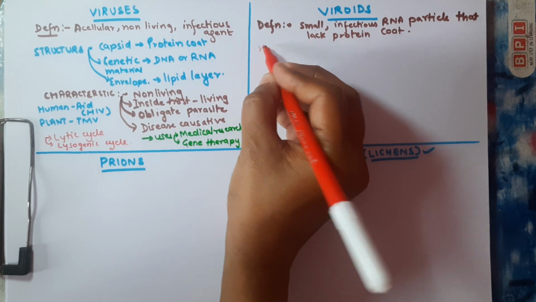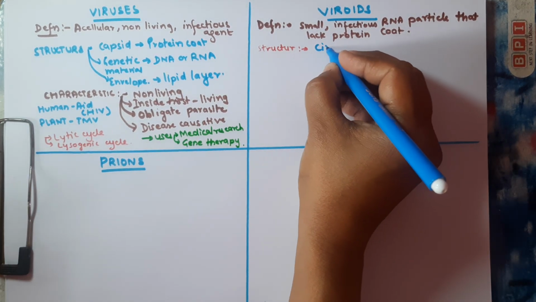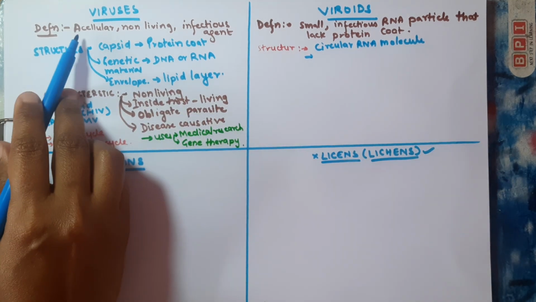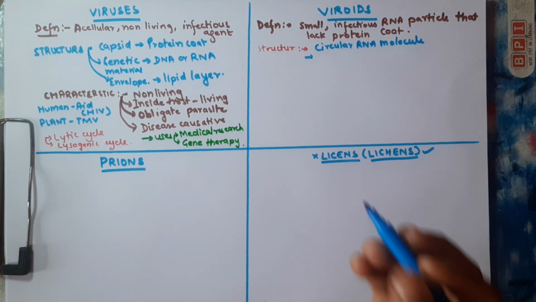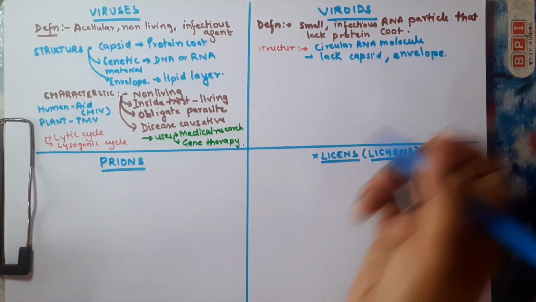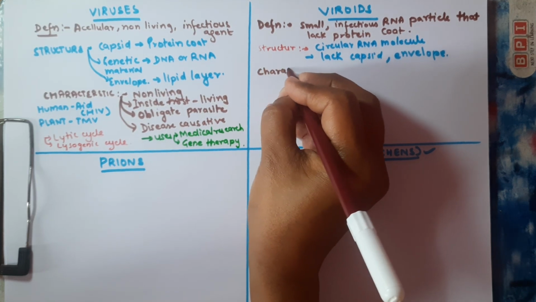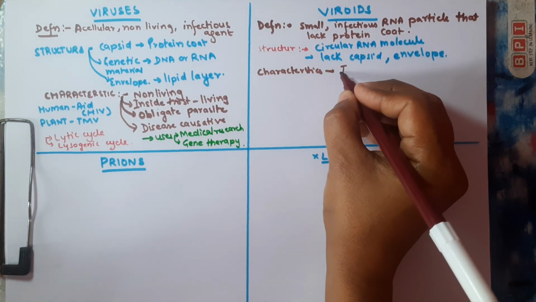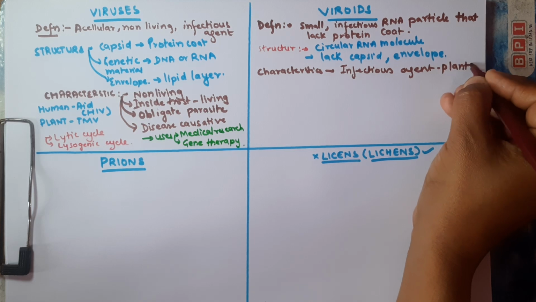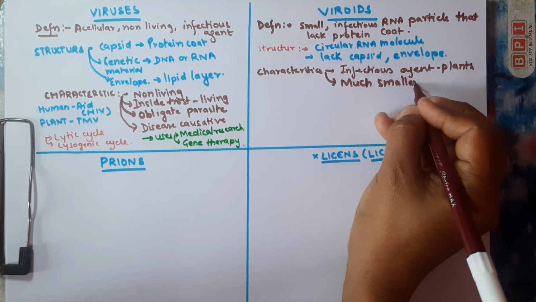Now we will talk about the structure, as we did in the case of viruses. The viroids consist of a circular RNA molecule. The genetic material is a circular RNA molecule, and viruses exhibit the capsid and the envelope. However, viroids lack the capsid as well as the envelope. If we talk about the general characteristics of the viroids, they are infectious agents, and these chiefly target plant species. And they differ from viruses in that they are much smaller than viruses.